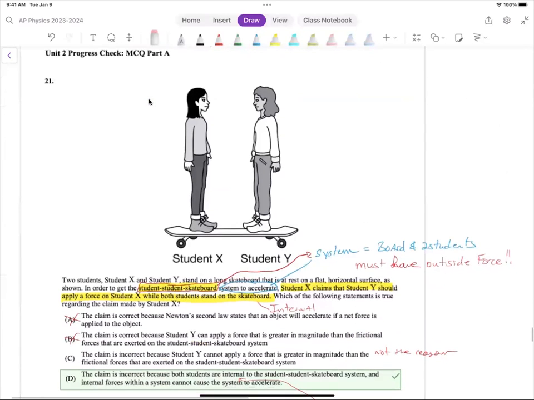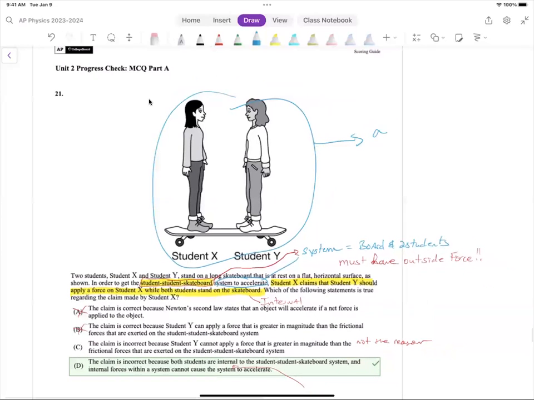I've got two students standing on top of a skateboard. They have wheels, so we'll assume minimal friction between the wheels and the ground, but I don't think that matters. But listen to this statement. They have defined the system for you: the student-skateboard system. In order to get this system to accelerate, I have to have an external force on that system. You can't have internal forces create an acceleration of the system itself.